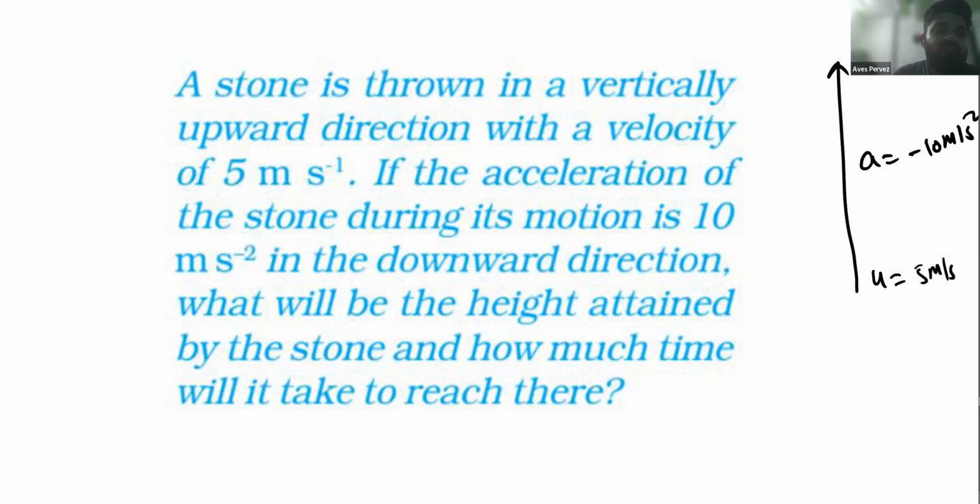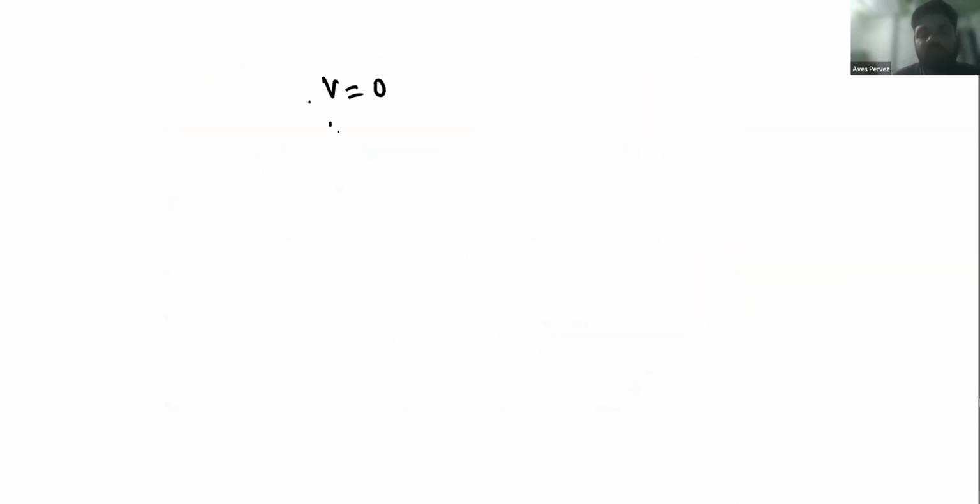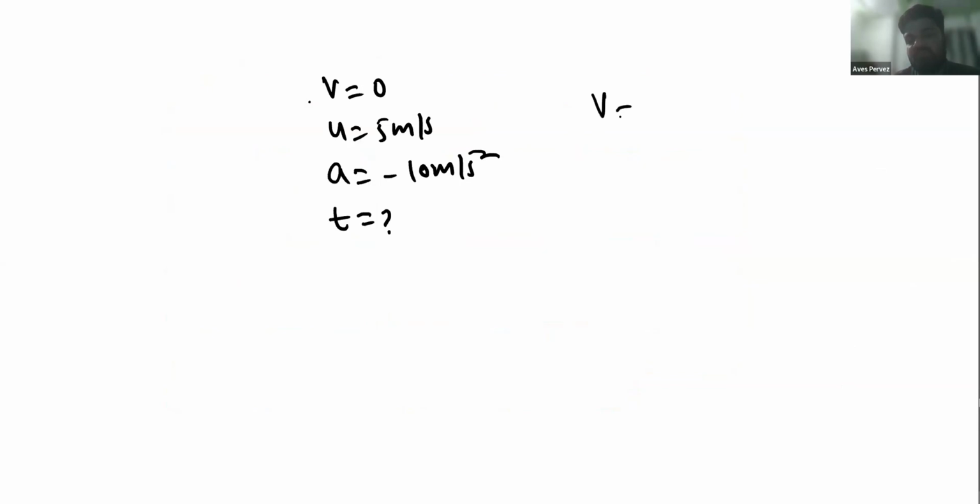So here we will write the given data first. That is v is equal to 0, u is equal to 5 meter per second, and a is equal to minus 10 meter per second square, and time is being asked. Here s is not there, so we will use the first equation of motion: v is equal to u plus at. v is 0, u is 5, a is minus 10, and time you need to calculate.